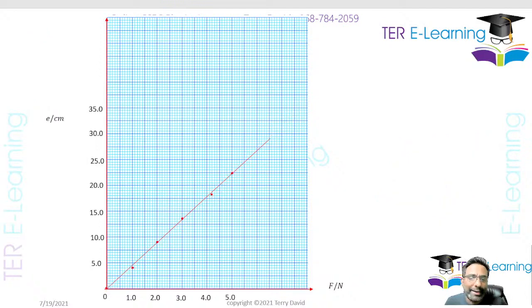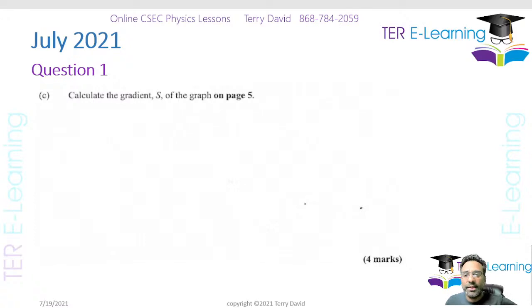All right? So it's the same graph here. Now the first part, they want us to find the gradient S of the graph. You all should have known how to find gradient. So gradient, or my slope, is given by this formula here: y2 minus y1 over x2 minus x1. That's what I'm going to use.